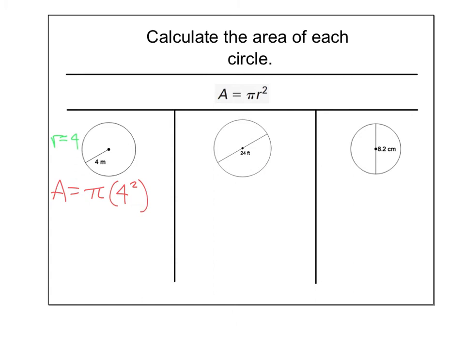So 4 squared is going to give us 16. And I still have that times pi. So I'm going to go ahead and calculate 16 times pi. And that'll give me about 50.3 rounded. All right, again, you can use 3.14 if you don't have a pi button on your calculator, and that's fine. You'll get roughly the same answer.